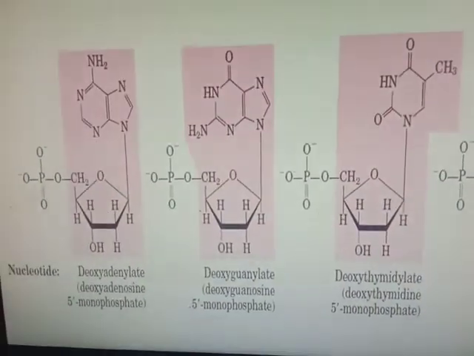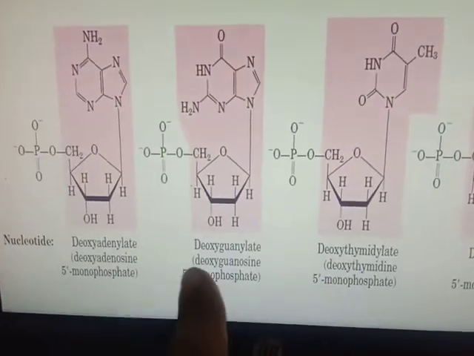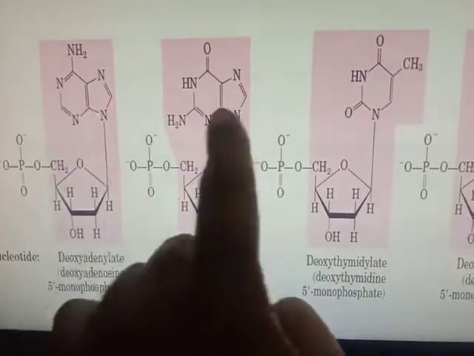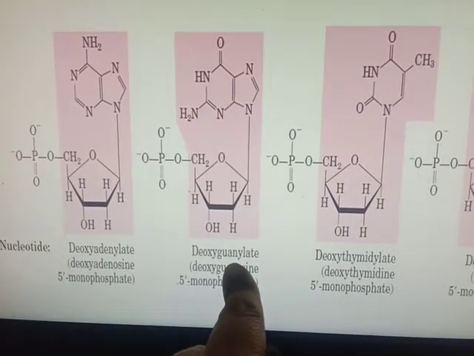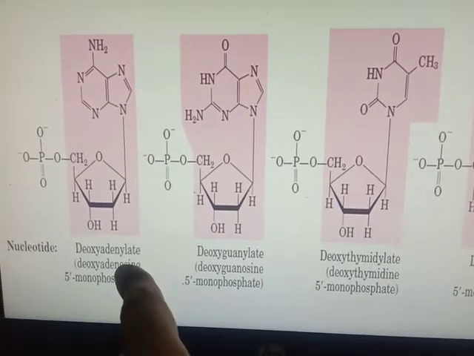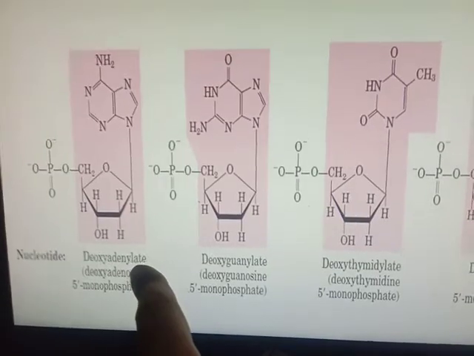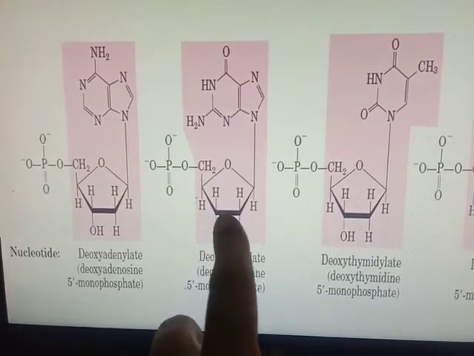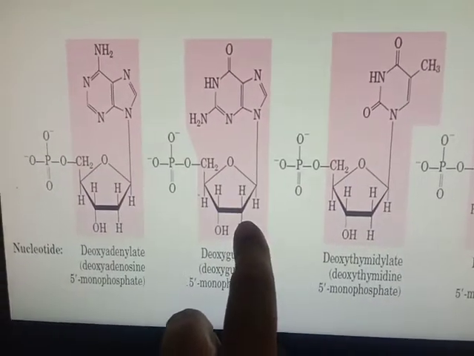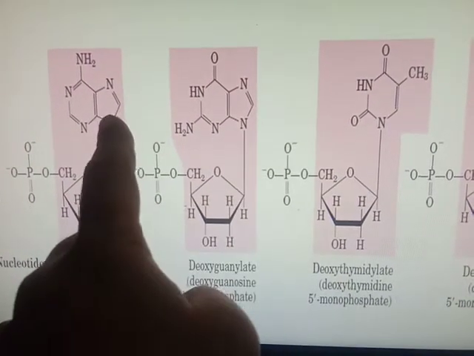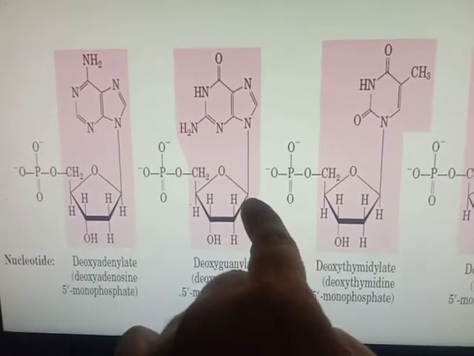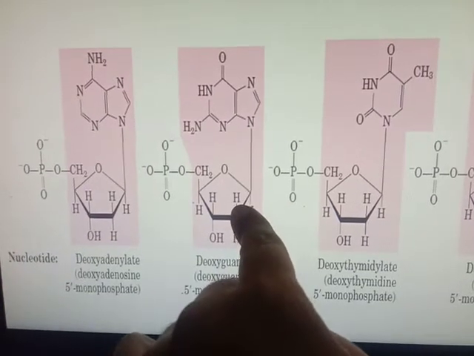Here we will see these both are purine. This is deoxyadenylate and this is deoxyguanylate, because in DNA the ribose sugar has one oxygen less. Here you can see at the second carbon of ribose sugar. So N9 of purine, whether it is adenine or guanine, links to the first carbon of ribose sugar.